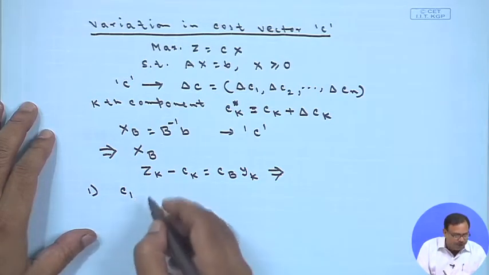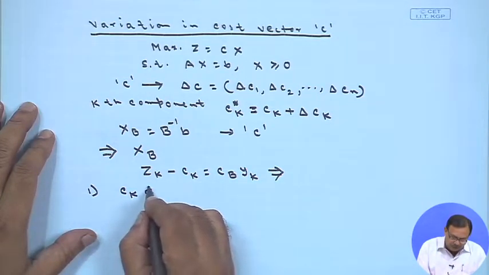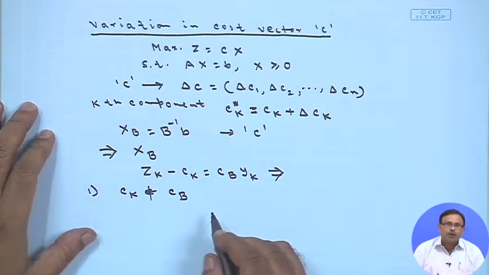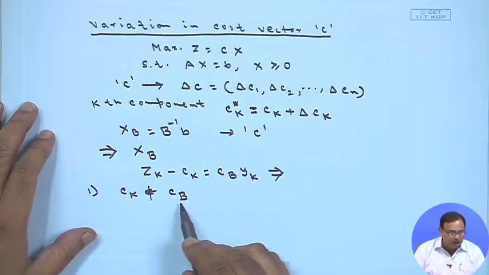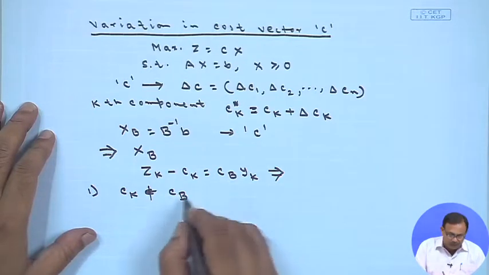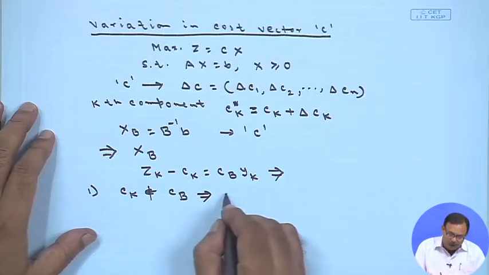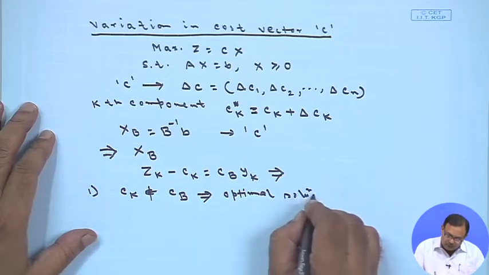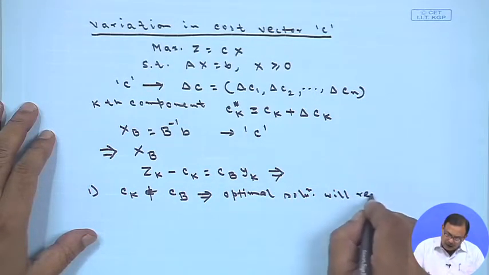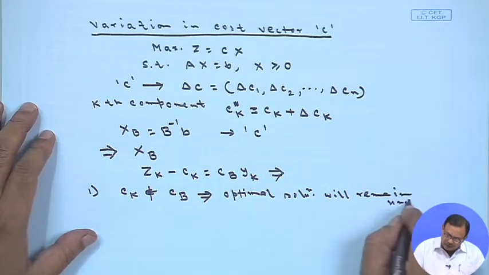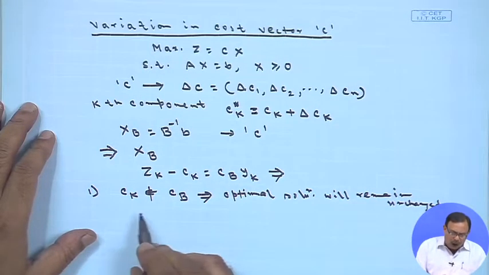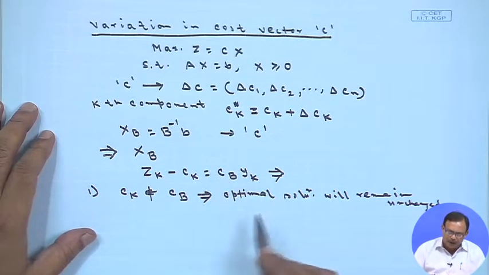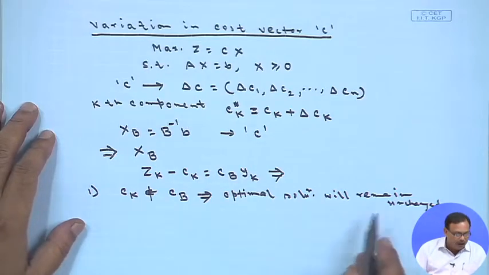One is if your Ck does not belong to Cb. Ck may not belong to Cb at all. In that case the optimal solution will remain unchanged. If Ck does not belong to Cb, it is not affecting the values, so the optimal solution will remain unchanged.